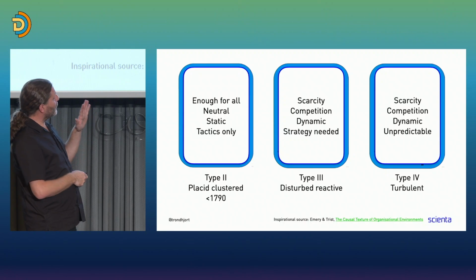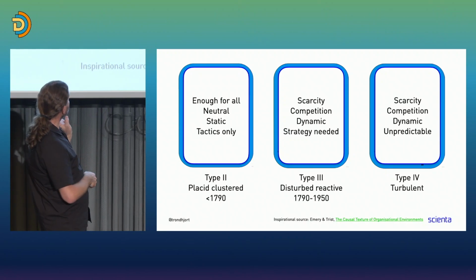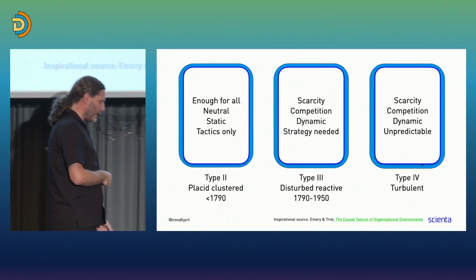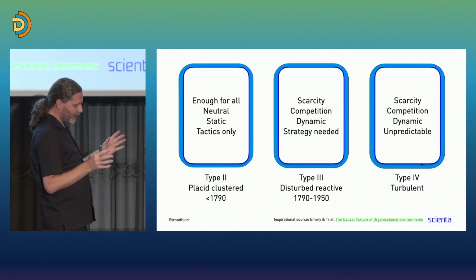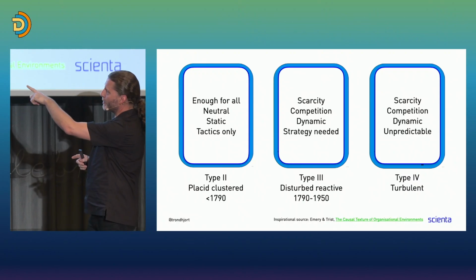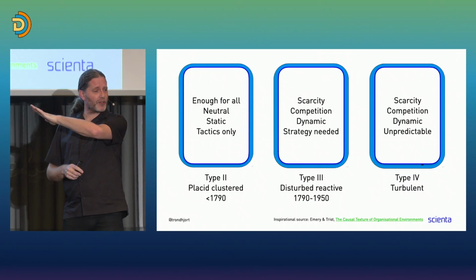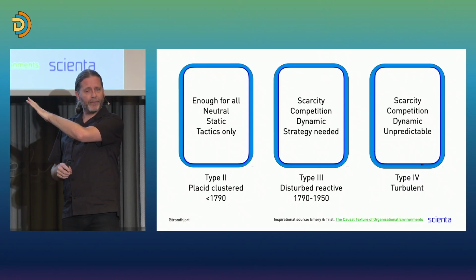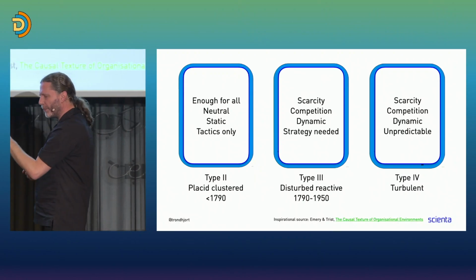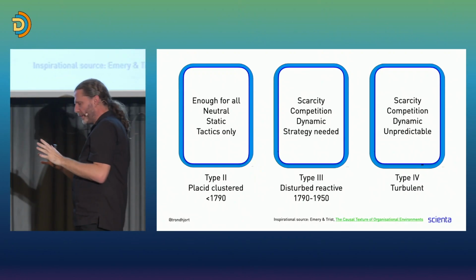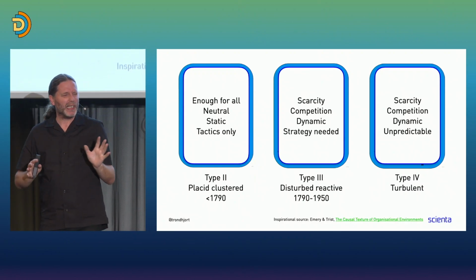So just keep those in mind, because we come back to those later. You see? They also gave them these environments that had some dominance in history. The placid cluster was before the Industrial Revolution. There was basically enough for everybody. Everybody was sort of happy, and there wasn't any competition really.